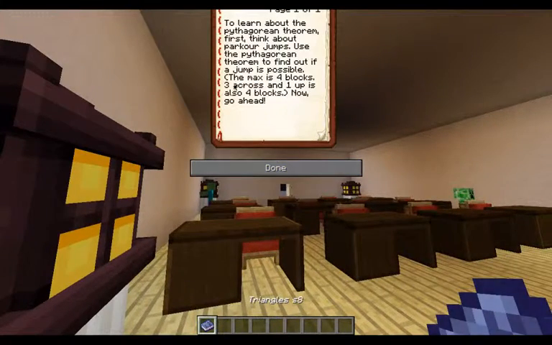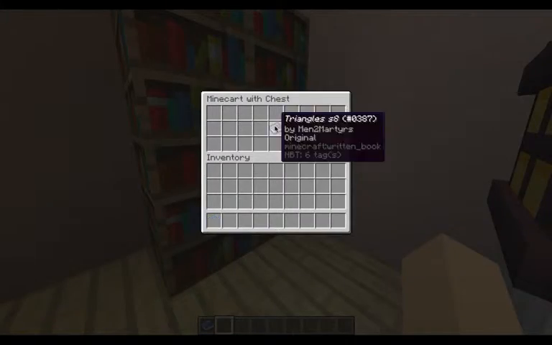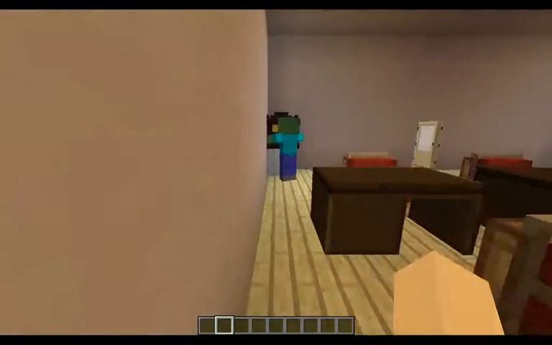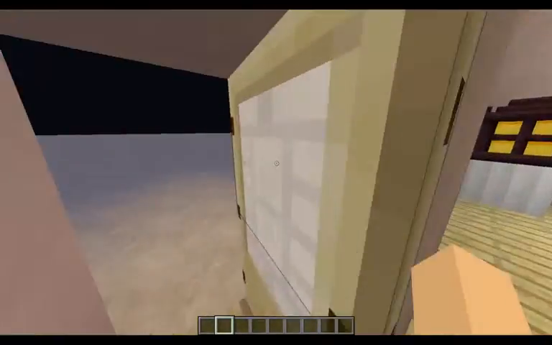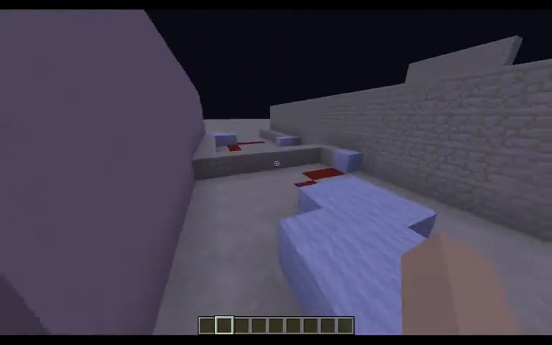Oh, actually, let's read this. The maximum we can have is 4 blocks. 3 across and 1 up is also considered 4 blocks. So let's go. We're going to need our calculator. Calculadora in Spanish. There's another lesson for you. And let's go check out the course I made. This is the parkour course.